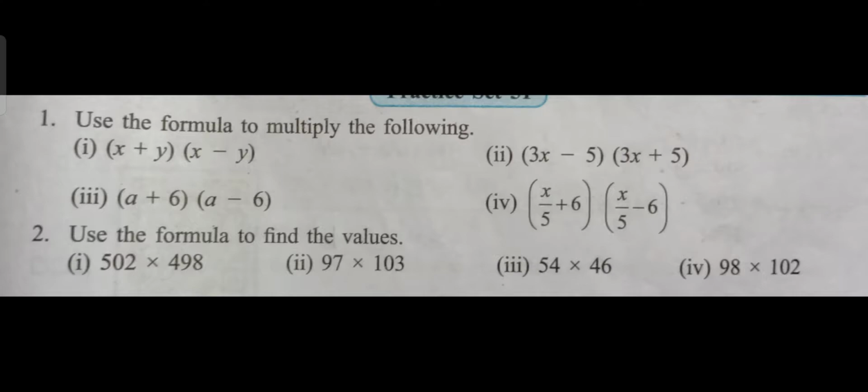Next question is use the formula to multiply the following. Now you are supposed to use the formula and solve question number 1, and then with that same formula you will solve question number 2. Now 502 multiplied by 498. 502, that is 500 plus 2, and 498, that is 500 minus 2. Okay, in the previous lecture only I have explained these sums, so it is easier for you all to solve it. So these questions also students will write in your maths notebook as a revision part. Is that clear everybody? And everybody has to complete their revision.